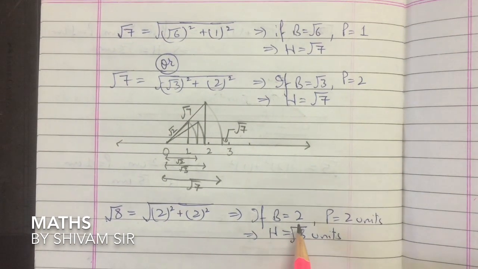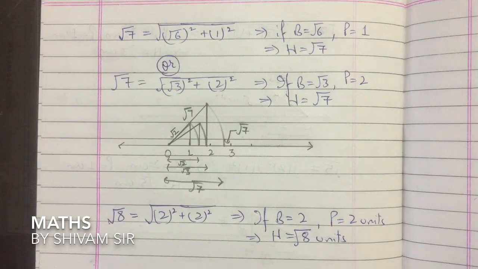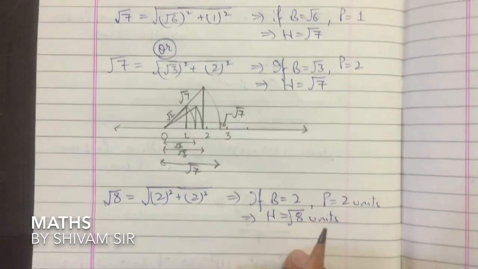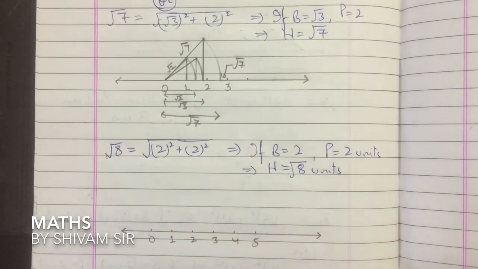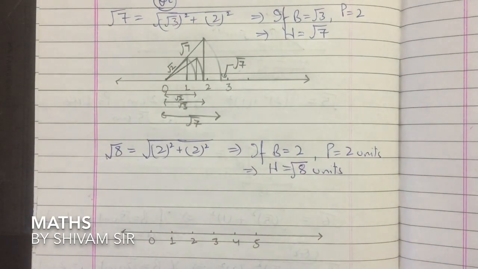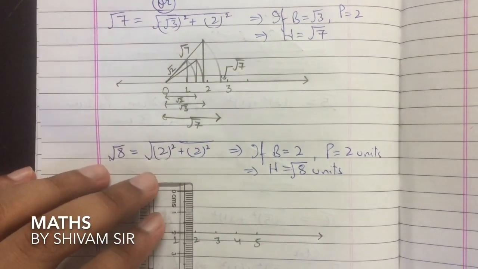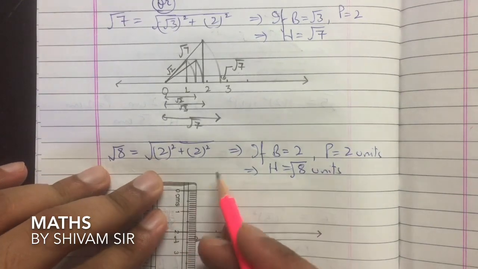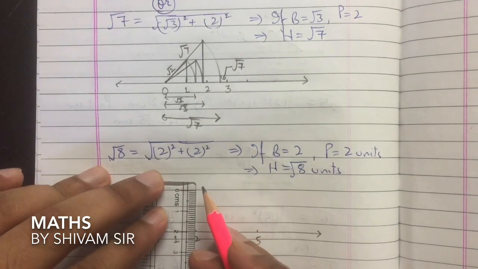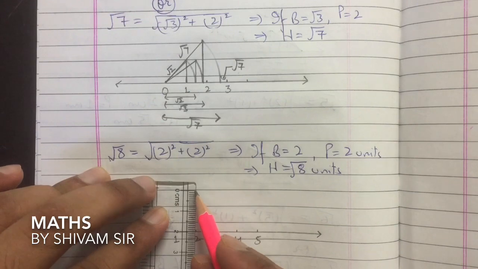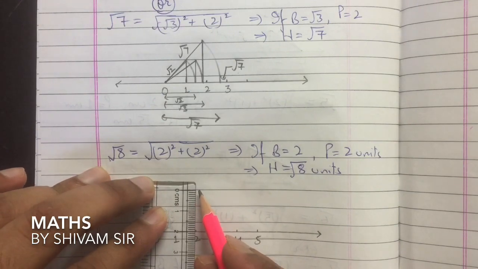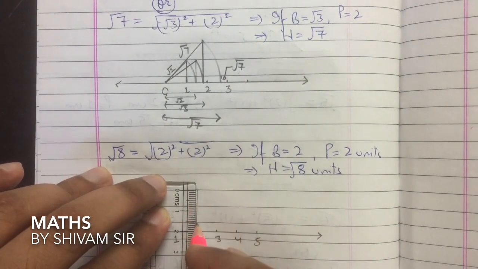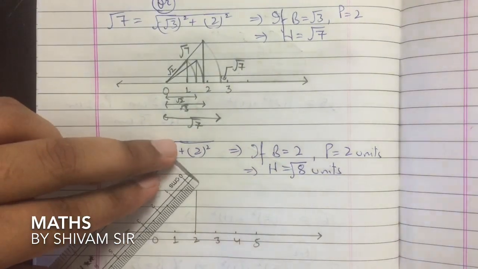So if we take base as 2 units and perpendicular as 2 units, the hypotenuse so obtained will be of root 8 units. So let's draw it. Here I have drawn a number line. Take a base of 2 centimeter. On 2 centimeter, draw a perpendicular line of 2 centimeter in this way. Join it with the origin.